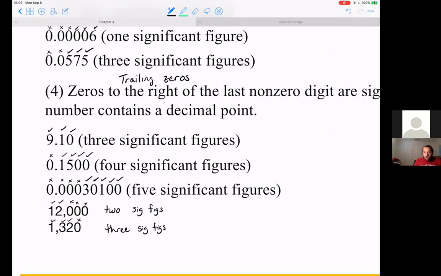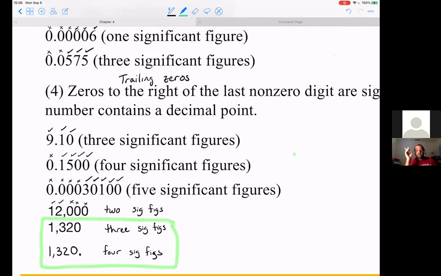If I wanted to represent 1,320 and have that last zero be significant, I would write it as 1,320 and then a dot there. And all that dot would be doing is letting you know that that last zero is indeed significant, right? Because it's in a number with a decimal point. So this would have 4 sig figs. Notice the subtle difference between these two measurements here. I just included that decimal point in that bottom one to indicate that that trailing zero was significant.